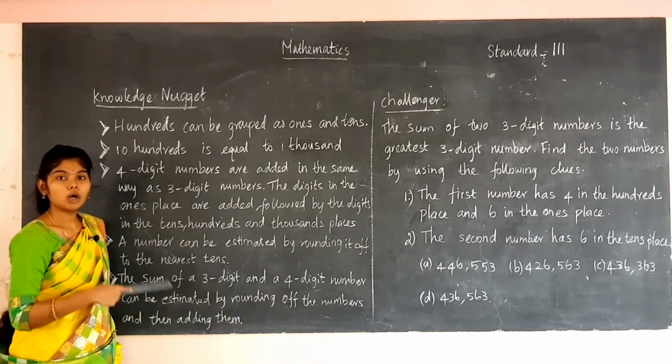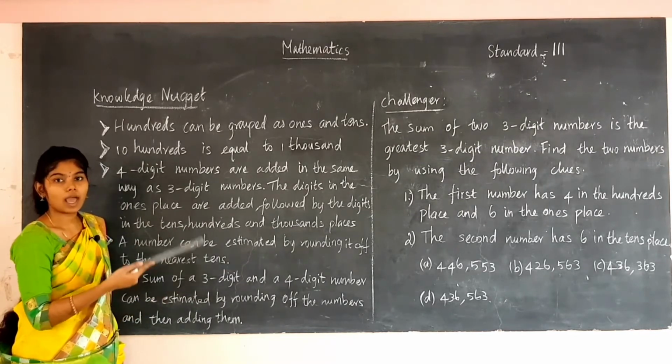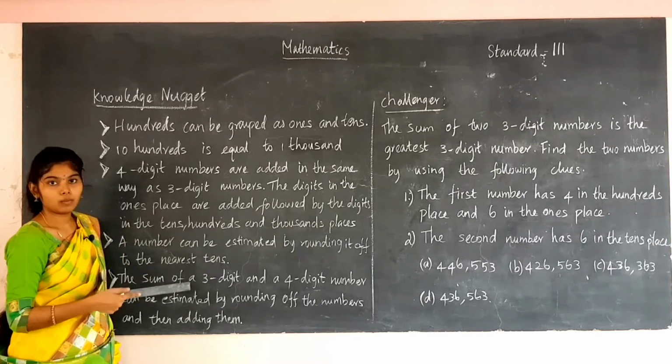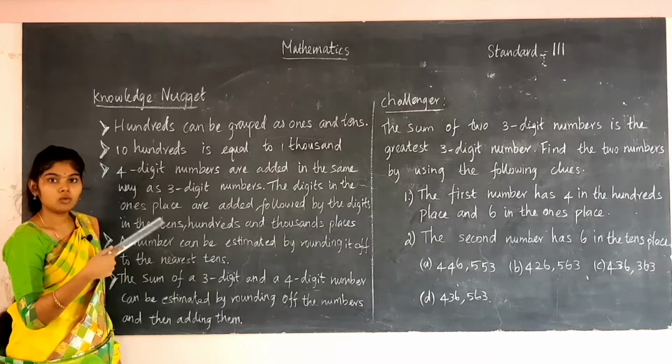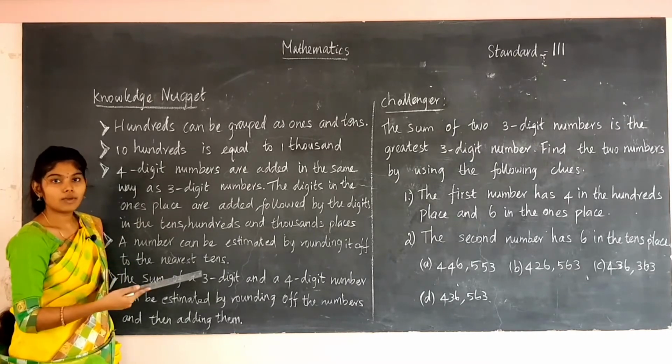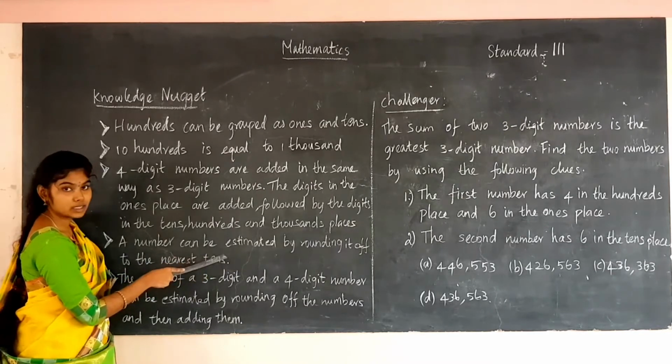If it is 5 or more than 5, what will you do? You have to write 0 in the ones place and add 1 to the tens place number. If there is 2 in the tens place, you have to add 1, then you will get 3. So, this is the way you have to do rounding of the number. First we have to round off and then estimate.